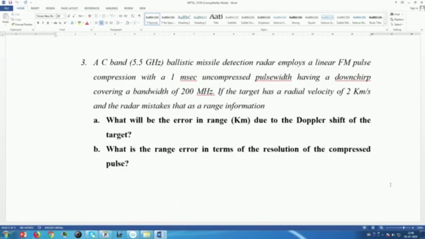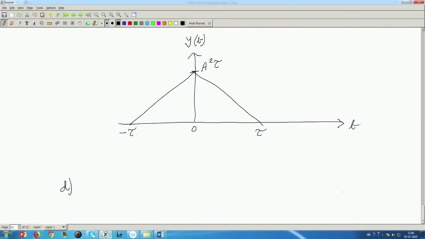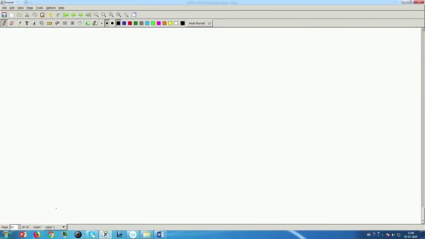So, first let us see the solution. This is tutorial 6, problem 3. First find out the Doppler shift. From the radial velocity, we can calculate the frequency shift, and this will be 73.33 kilohertz.